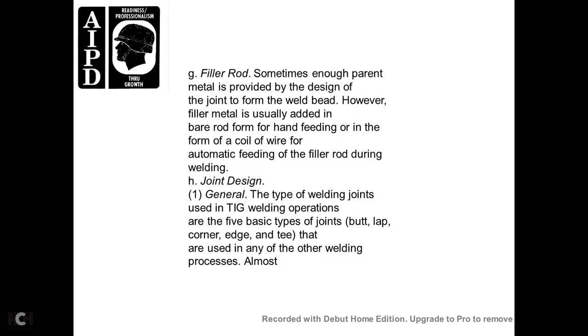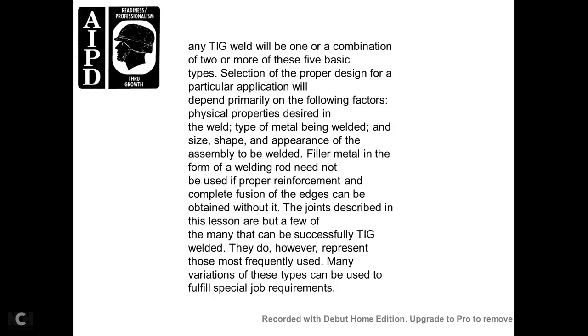Joint design. Generally, the types of welding joints that we use in tungsten inert gas welding operation are five basic types: the butt, lap, corner, edge, and T joints, which are used in almost other welding processes. Any TIG welding will be with one combination of two or more of the five basic types.